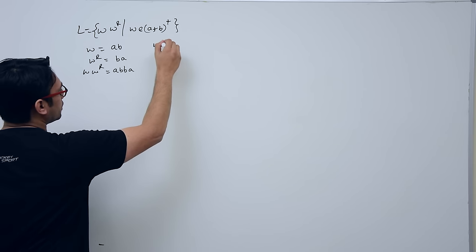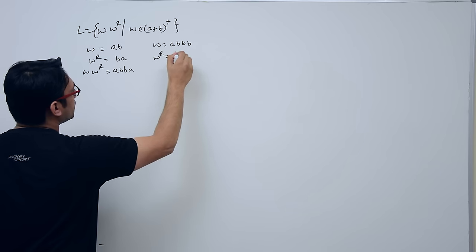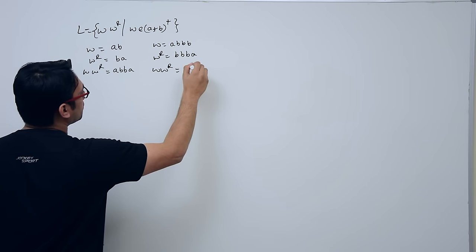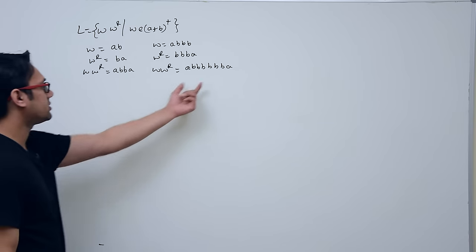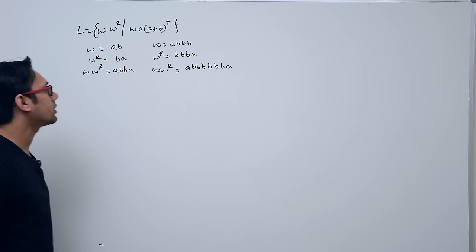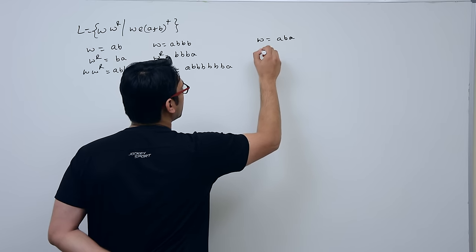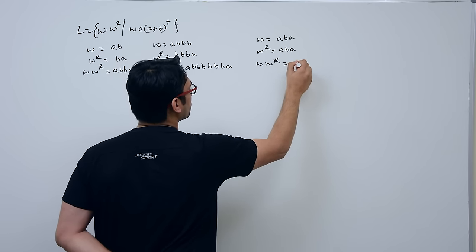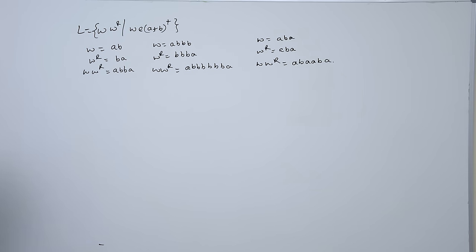If you have W is equal to ABBB, then WR becomes BBBA, and WWR becomes ABBBBBBA. Okay, so it is the reverse of this. It is kind of a palindrome. In the same way, if we have W is equal to ABA and WR will also be ABA, then WWR will become ABAABA. Okay, this is W and WR.